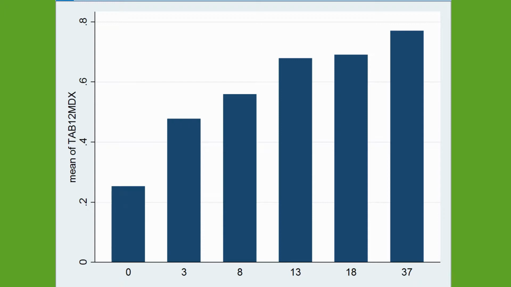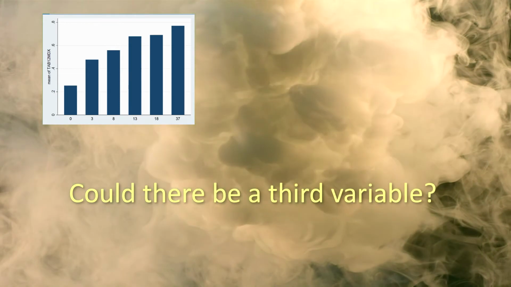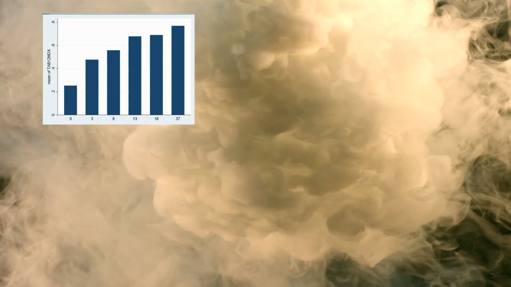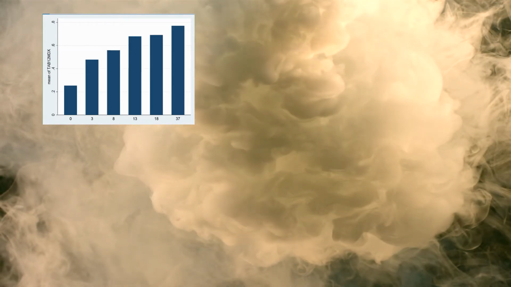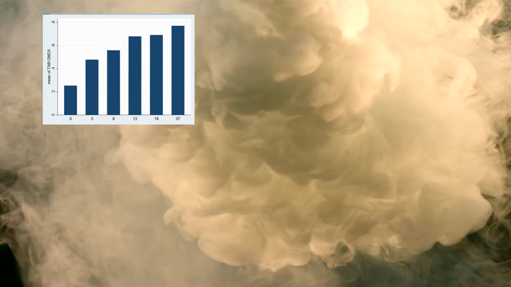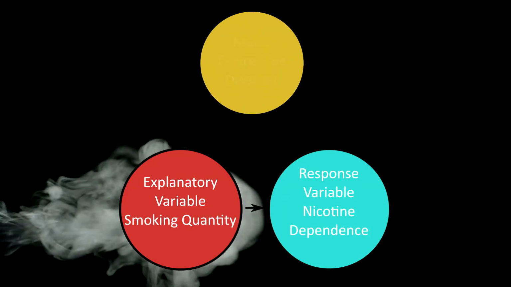As smoking quantity increases, so does the proportion of individuals with nicotine dependence. This finding is accurate with regard to the larger population of young adult smokers. But might a third variable moderate the relationship between smoking quantity and nicotine dependence? Put another way, might there be a statistical interaction between a third variable and smoking behavior in predicting our response variable, nicotine dependence? We're going to evaluate major depressive disorder as the third variable.